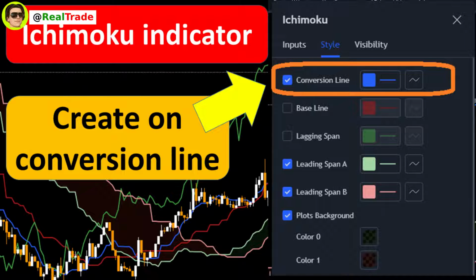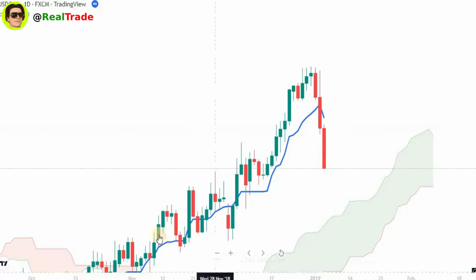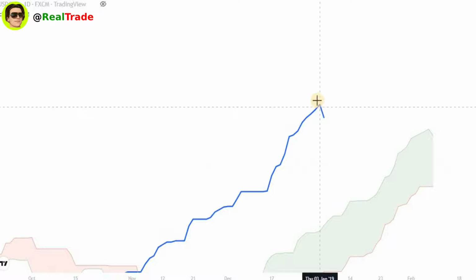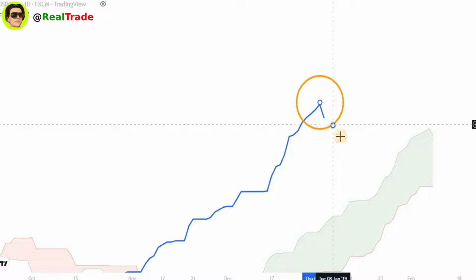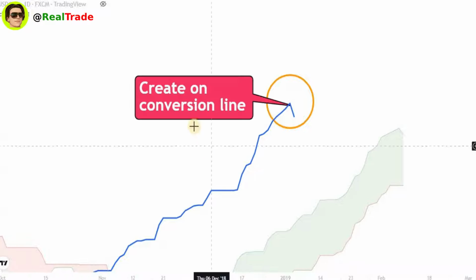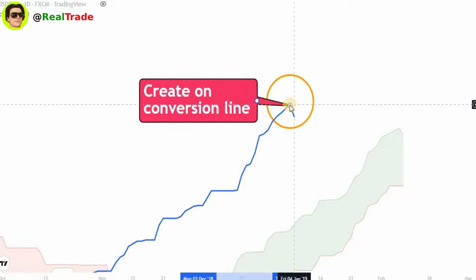Activate the conversion line. The conversion line is the blue line. And continue. Hide candle. This pattern is a sell pattern, created on the conversion line.